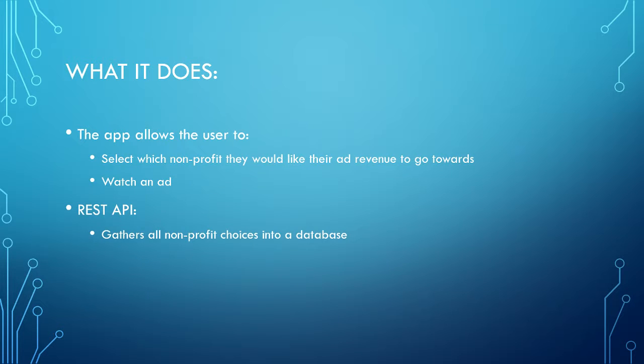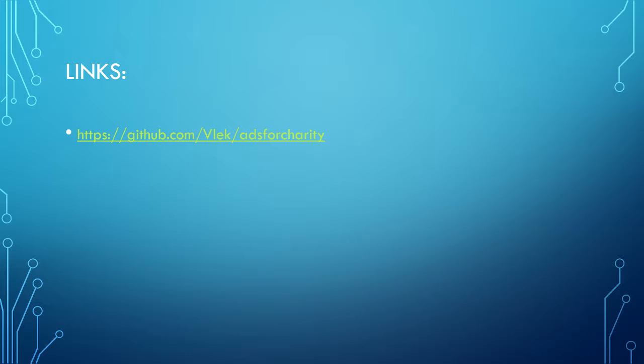So what it does is it allows the user to select which nonprofit they would like their ad revenue to go towards, and then it asks them to watch an ad. And the REST API just gathers all of their choices into a database so that I could tabulate them and then later on collect that information and then figure out, based on the revenue that I got, I would divide it up evenly. And the only link for this project is my GitHub. It's the Ads for Charity at my username, Fleck.